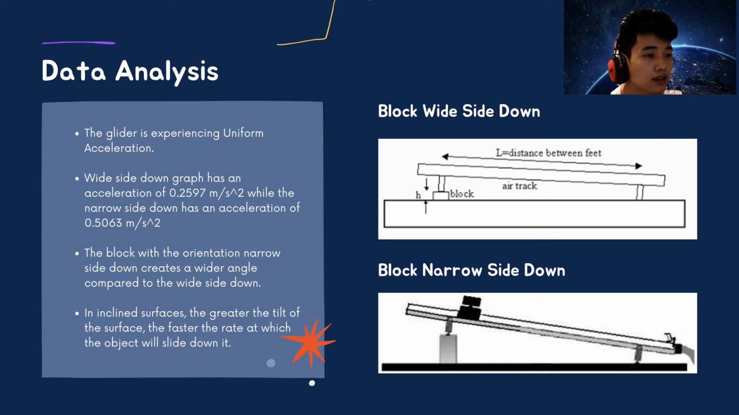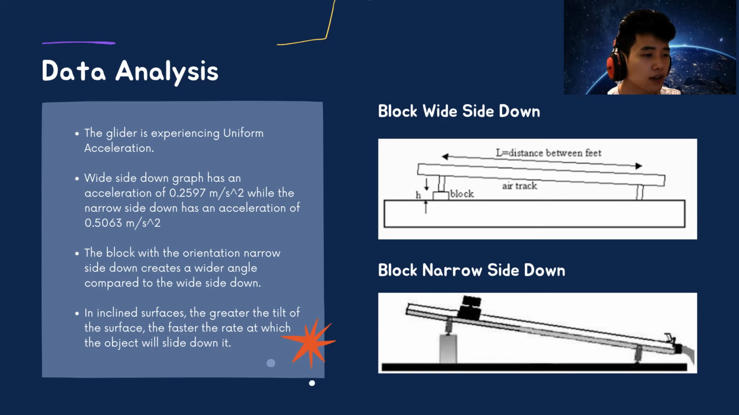It was noticeable that the block narrow side down values in terms of time were shorter compared to block wide side down. When we compare their acceleration, the narrow graph is basically twice the acceleration of the wide side. An explanation for this is the difference of the orientation of the block that causes the air track's inclination. The block with the orientation narrow side down creates a wider angle compared to the wide side down.